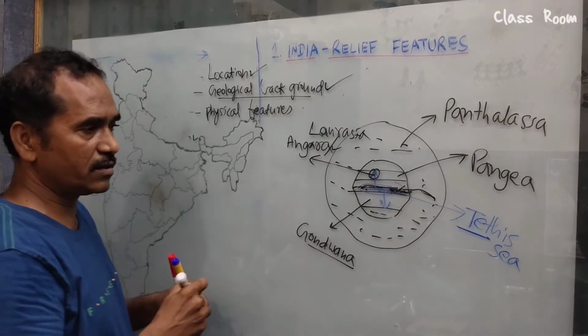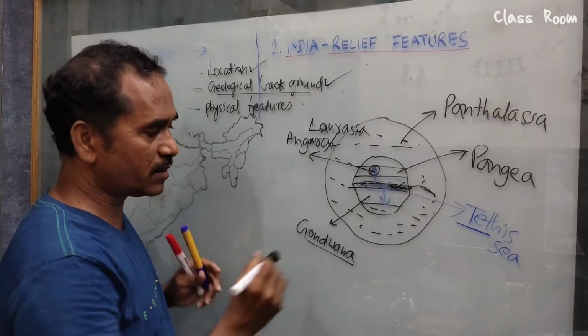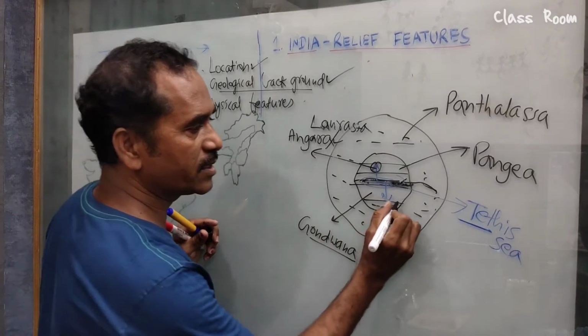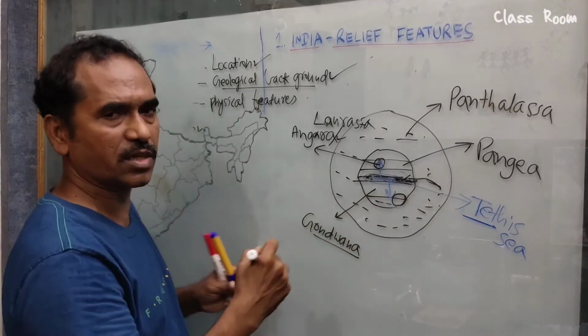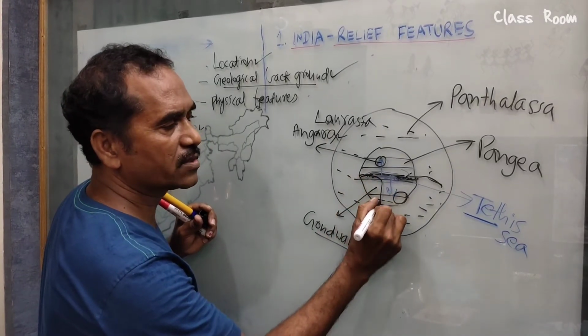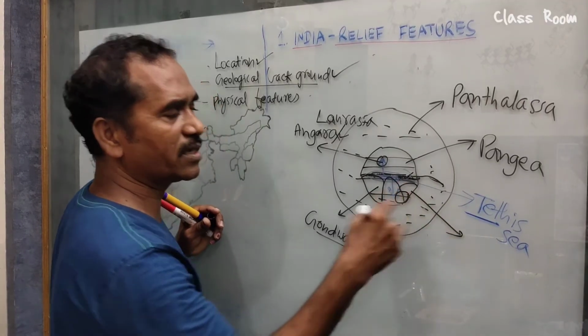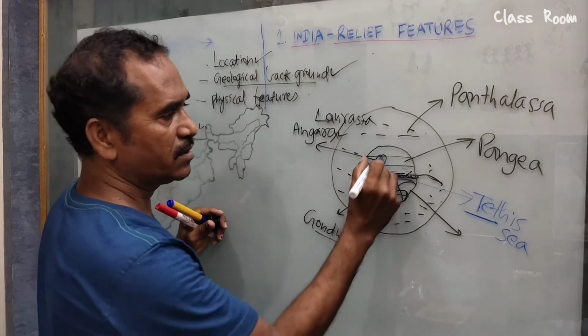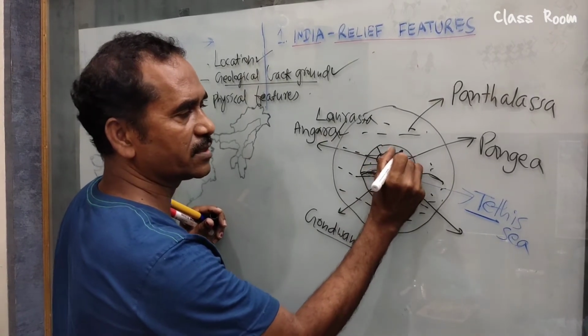So what happened? Where is India located? India was once part of Gondwana. So here it is India. After many years, due to some reasons, some cracks appeared. So Gondwana divided into more parts like this. Australia moved away, by the movement of plate tectonics. This one is Laurentia, America, North America. This is Laurentia. This is Eurasia.